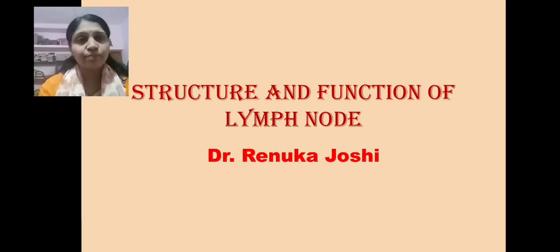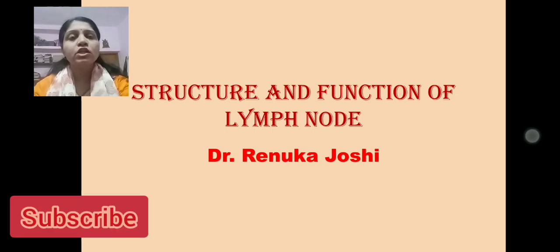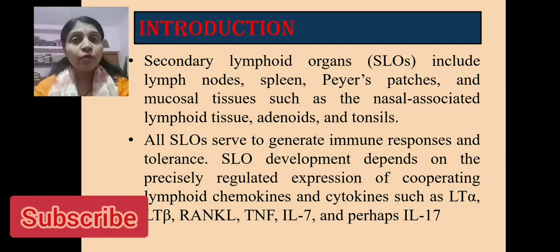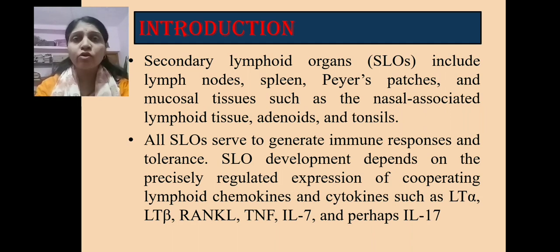So let us start. Our today's topic is concerned with the secondary lymphoid organs. You know that within our body, different types of secondary lymphoid organs are present. Specifically, the major secondary lymphoid organs include the lymph node, spleen, Peyer's patches, mucosa associated lymphoid tissue, gut associated lymphoid tissue, and cutaneous associated lymphoid tissue. These different types of secondary lymphoid organs are present within our body.